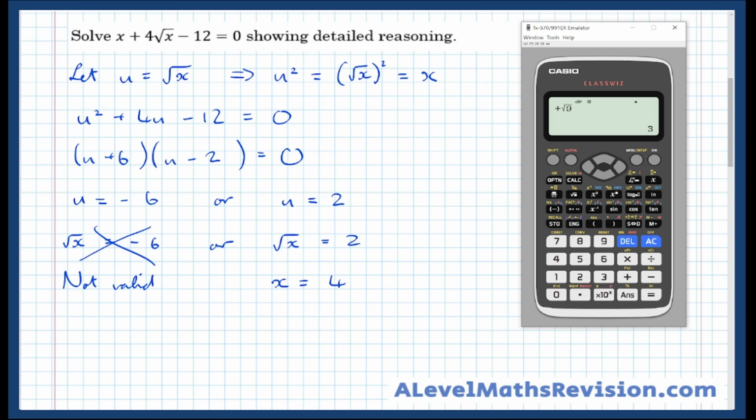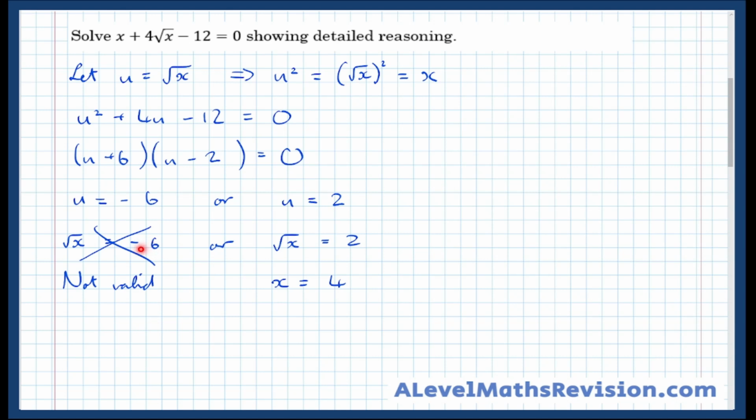So let's just go back, and I just want to test this theory about that answer not being valid. So let's sub 4 into the original equation. So 4 plus 4 root 4 minus 12 indeed does equal 0.